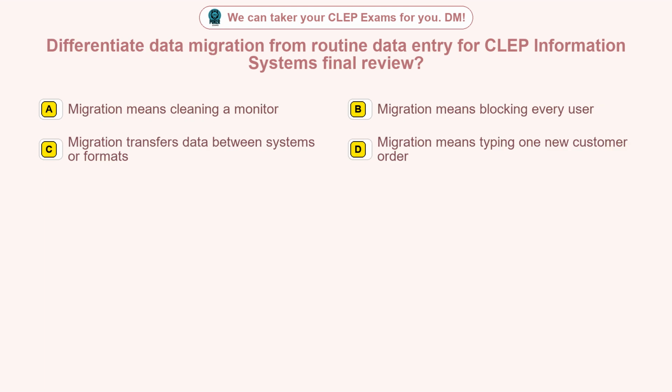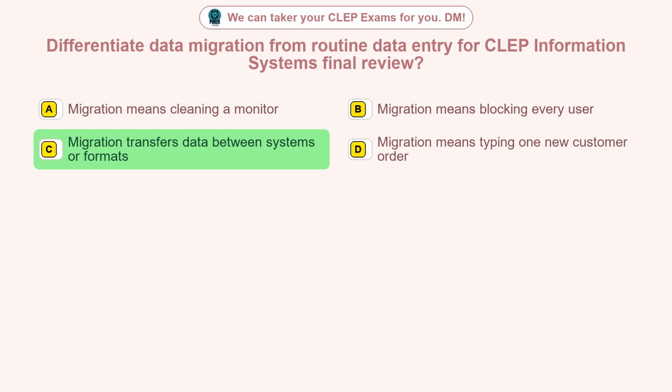Question 88. Differentiate data migration from routine data entry for CLEP Information Systems final review. Option A. Migration means cleaning a monitor. Option B. Migration means blocking every user. Option C. Migration transfers data between systems or formats. Option D. Migration means typing one new customer order. The correct answer is option C.